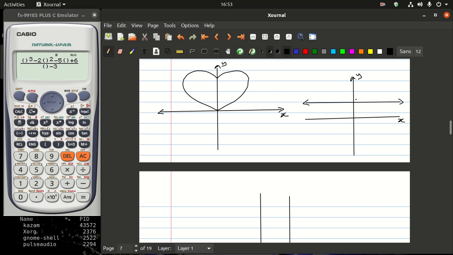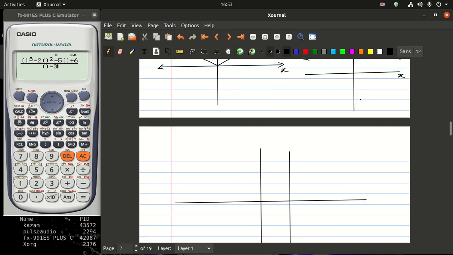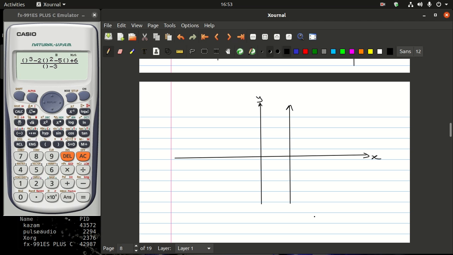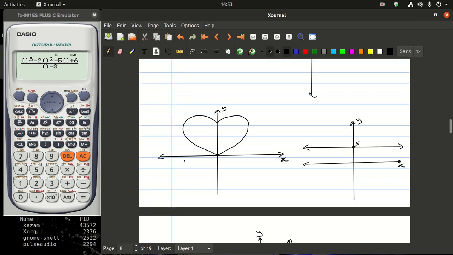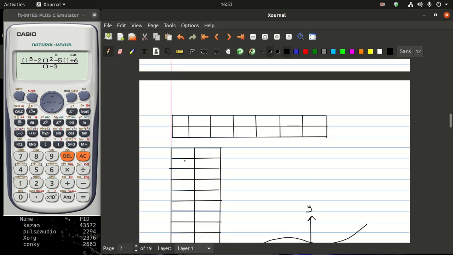Just for fun here, I'm just gonna place a 5. Suppose this value here is a 5. These are the x-axis. These are y-axis, these are the x-axis, and this one is going from negative infinity to positive infinity. Okay, now let's go and fill in the tables.